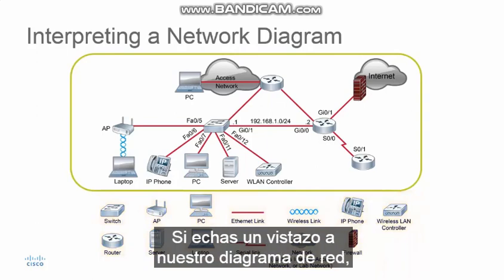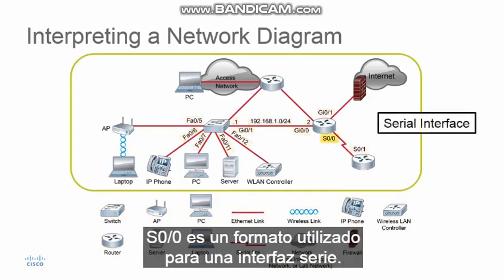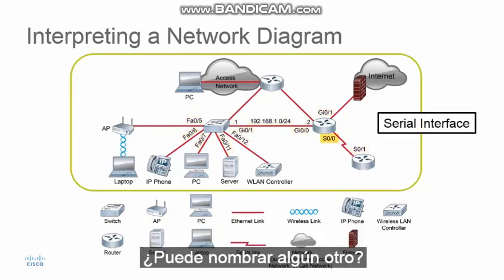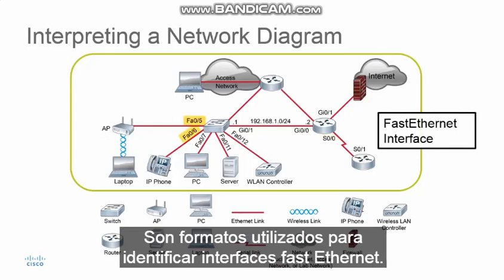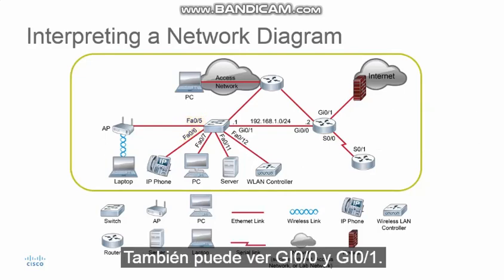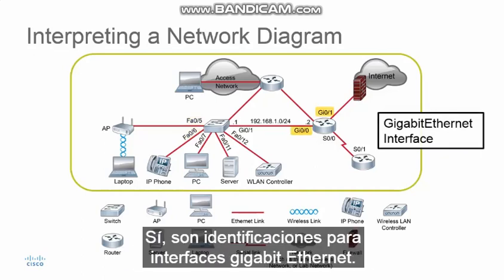If you take a look at our network diagram, you can see different interface identifications. S0/0 is a format used for a serial interface. Can you name any other? You see FA0/5 or FA0/6 and so on, right? Those are formats used to identify fast Ethernet interfaces. You can also see GI0/0 and GI0/1. Can you guess what those are? Yes, they're identifications for gigabit Ethernet interfaces.